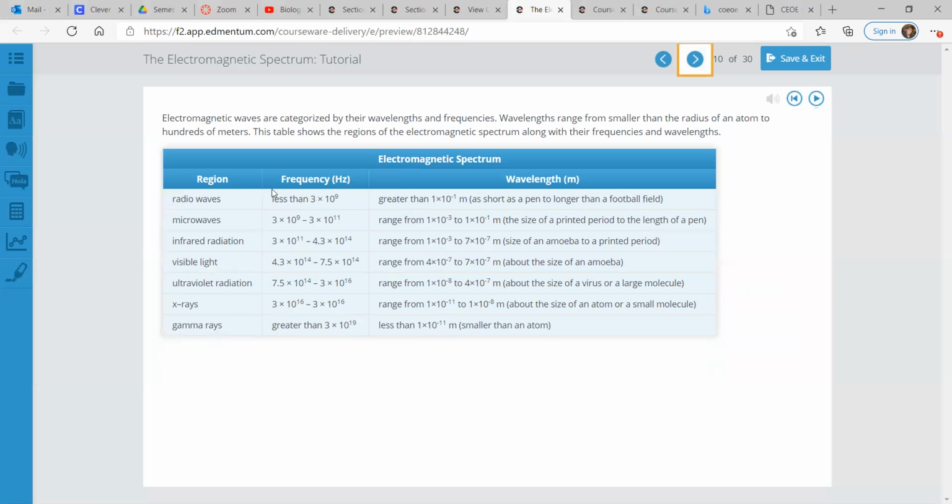So here we have radio waves. They have the lowest frequency and the longest wavelength. Then microwaves, infrared radiation, visible light, ultraviolet radiation, X-rays, and gamma rays. Gamma rays have the highest frequency and the smallest wavelength, smaller than an atom, while radio waves are as long as a pen or as long as a football field.